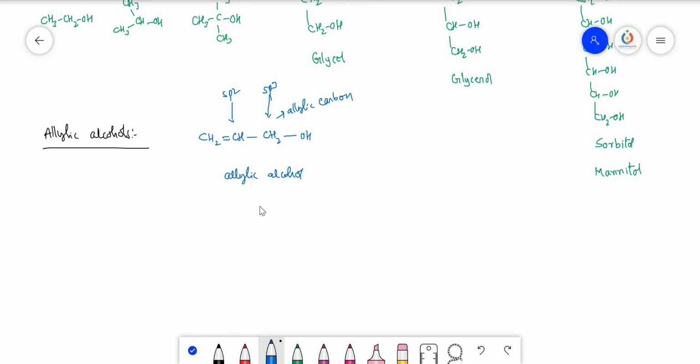These allylic alcohols again may be of primary, secondary, or tertiary category. If you see, this is the primary allylic alcohol because this allylic carbon is connected to only one carbon atom. And for the secondary allylic alcohol, the molecule will be like this. This is the secondary allylic alcohol, and the tertiary allylic alcohol is like this. So this is called the tertiary allylic alcohol. Now let us see the benzylic alcohols.